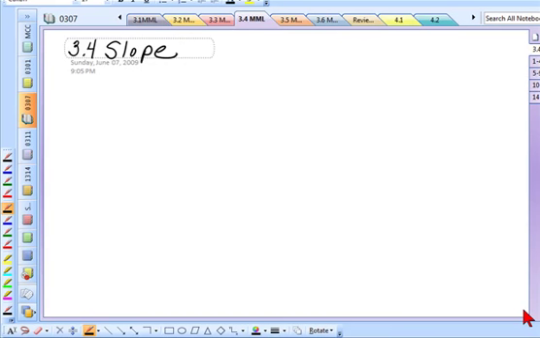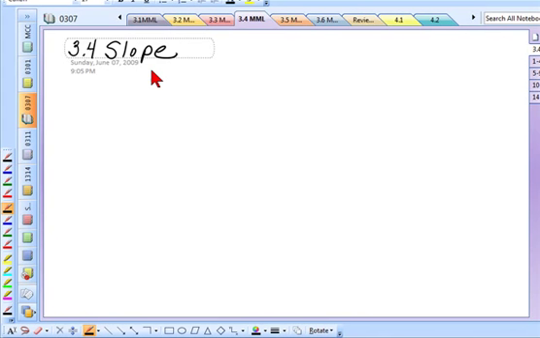Okay, section 3.4 in our chapter on graphing is about the concept called slope. Does anything come to mind when you hear the word slope? Pardon? Okay, a hill. All right. A mountain, an incline, a slant.